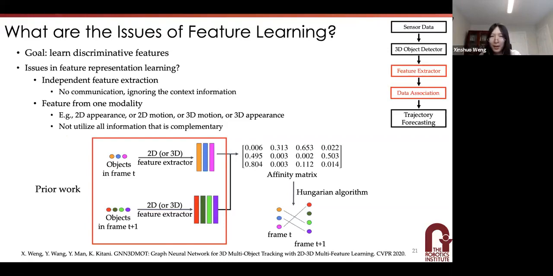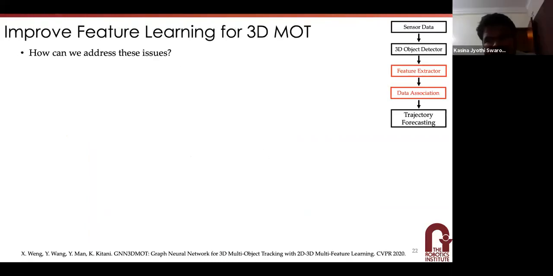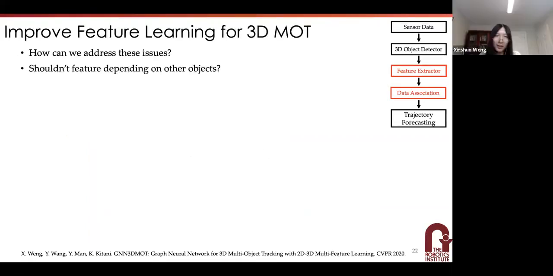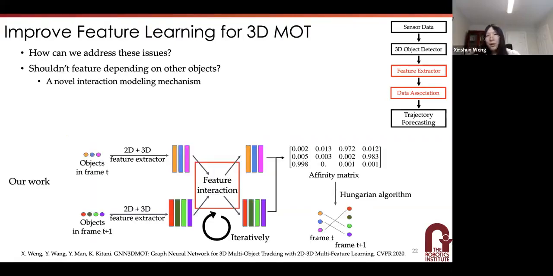So this is also one issue, I think. So how can we address them? First question is: shouldn't the feature depend on the other objects? The feature of every object depends on the others, right? So in order to achieve this, we propose a novel interaction modeling mechanism.